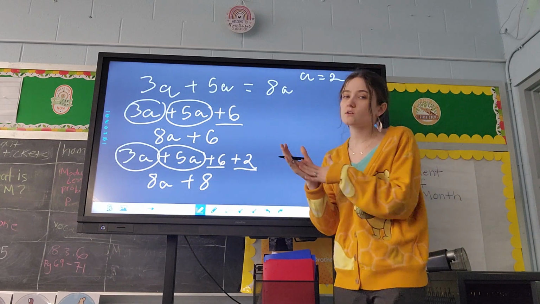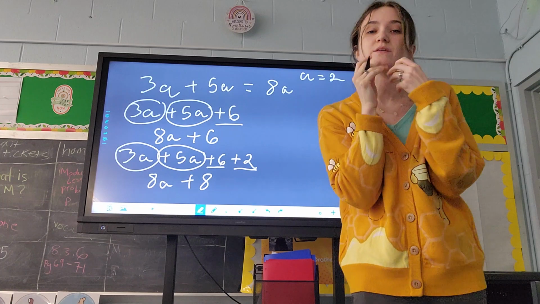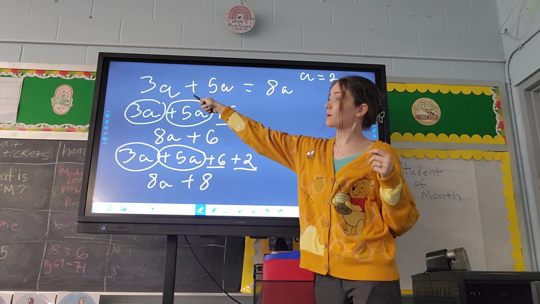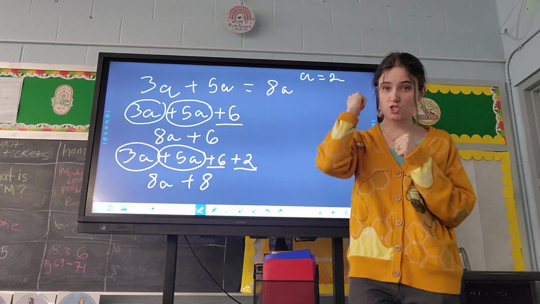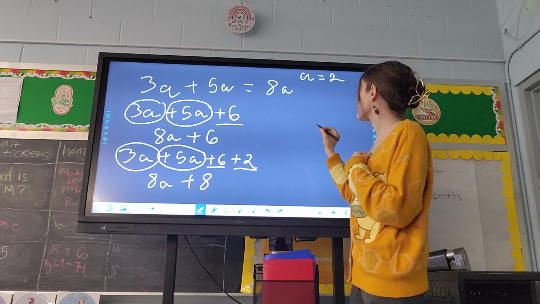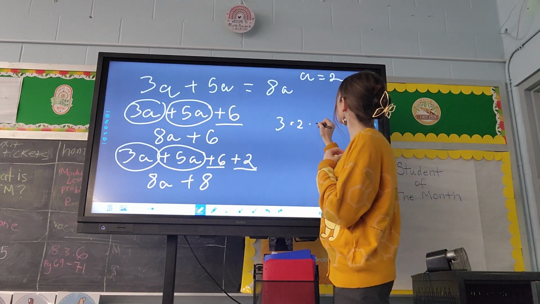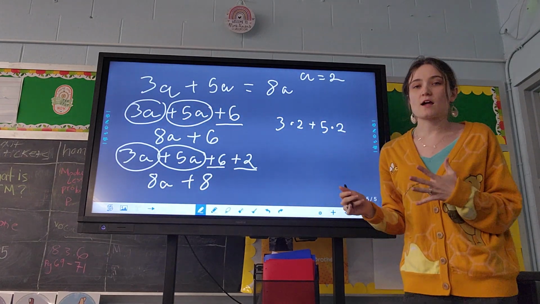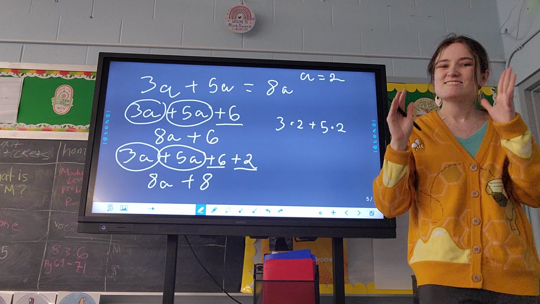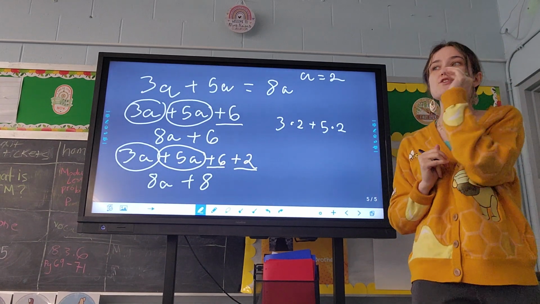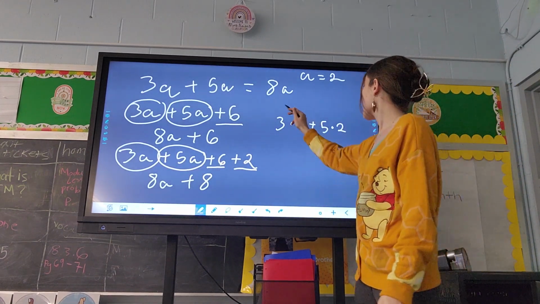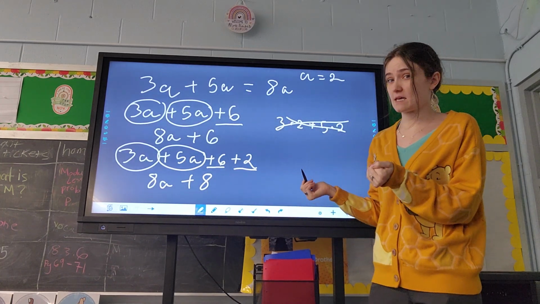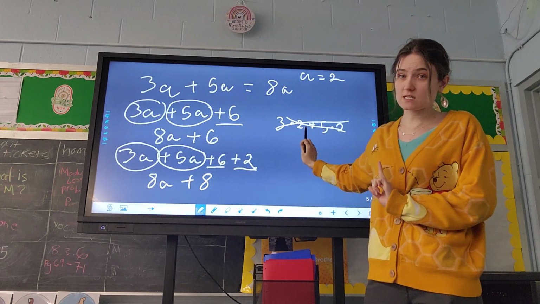Now, it is not wrong. For a student, what I usually tell them is combine the like terms first and then plug and chug. It is not wrong if you do it first and you go 3 times 2 plus 5 times 2. That is fine. You can do that. But when you're first learning how to do this, I would vehemently discourage this, because there's more room for mistakes because you have more numbers listed.